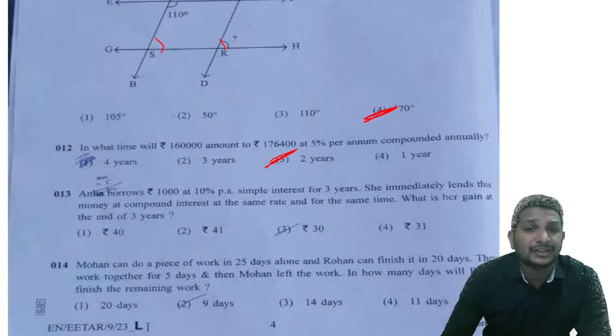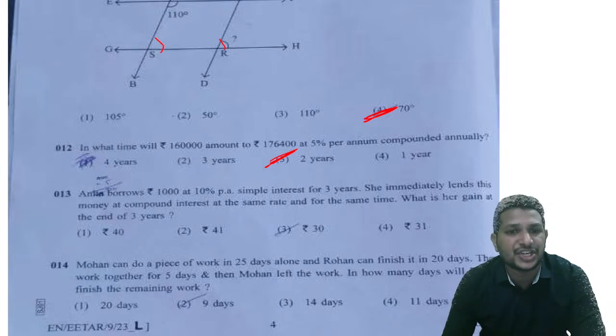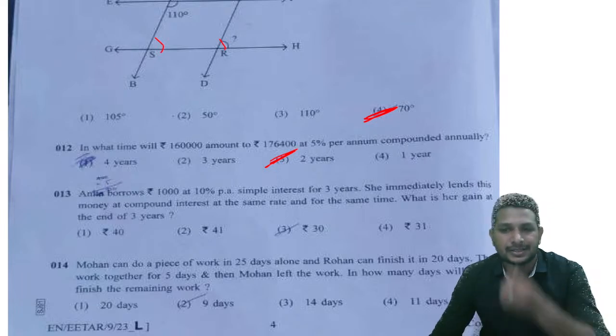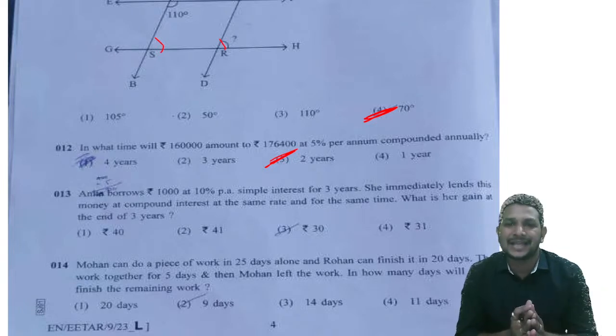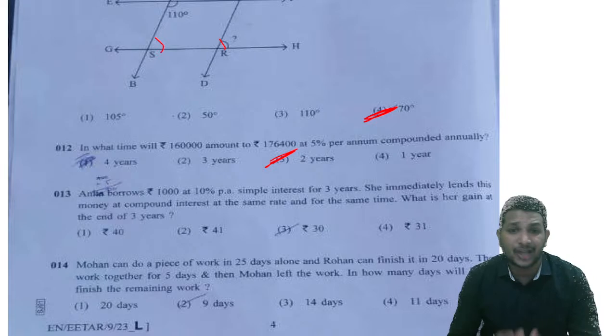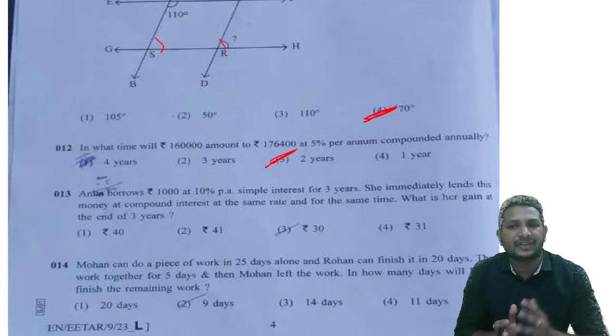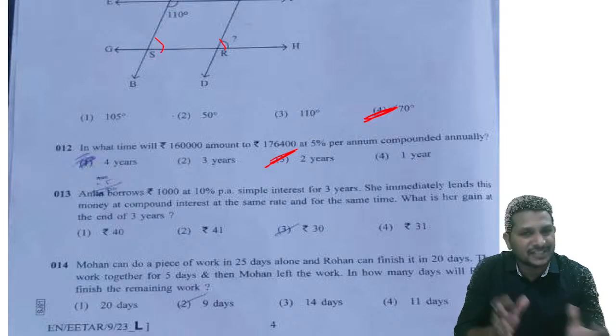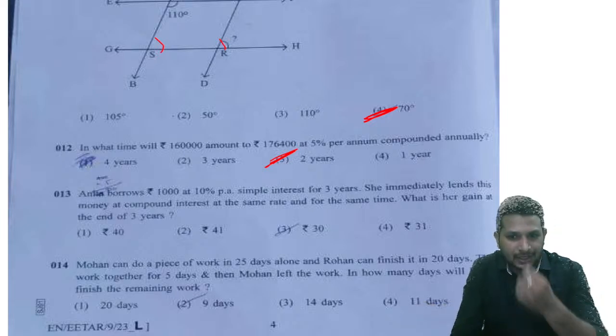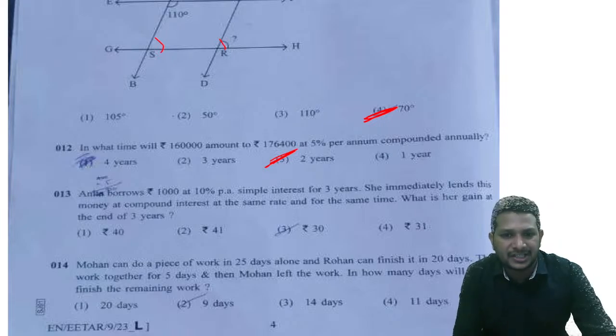He borrowed 1,000 at 10% simple interest for 3 years. She immediately lends this money at compound interest at the same rate and same time. What is her gain at the end of 3 years? So she gave the money for simple interest as well as compound interest. Here they're asking how much gain she got after 3 years. Because when a person gives the same amount of money for compound interest and simple interest, obviously they'll get a gain in some part. So let's see that application. Over here, they gave both the compound interest and simple interest, right? Let's see that.